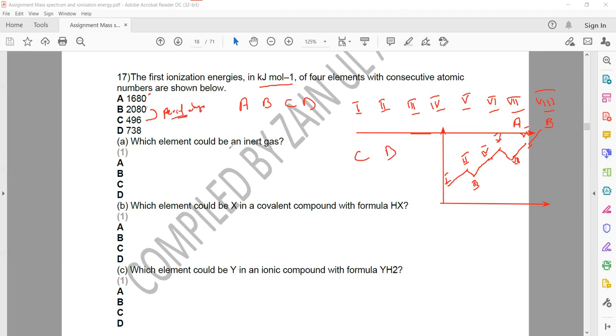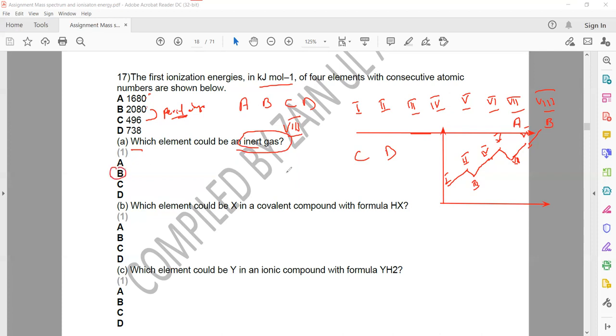So, if the period changes, which element could be an inert gas? Inert gas means group 8. So what could be the answer for group 8? A, B, C, or D? Group 8 will have the highest ionization energy because their shells are complete. So that will be B.